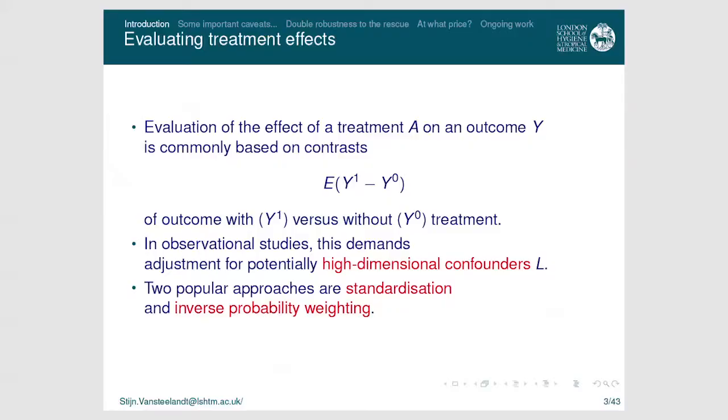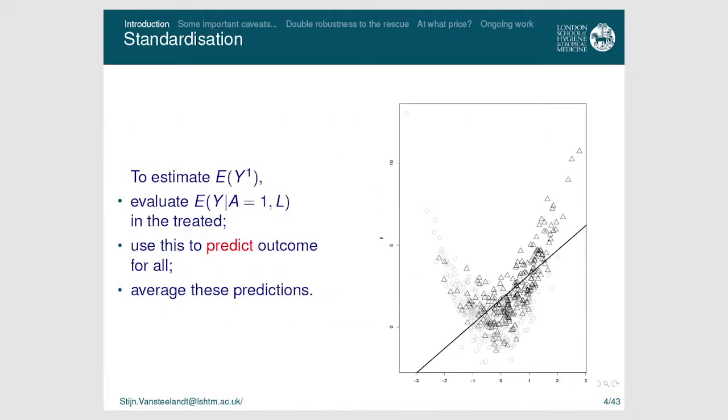In that sense, I call the confounders high dimensional because I could have many, but also high dimensional because there could be some continuous variables whose relationship with the outcome is pretty complicated. Now, two popular approaches in practice in epidemiology are standardization and inverse weighting, and I'll briefly review those before linking or bringing in machine learning.